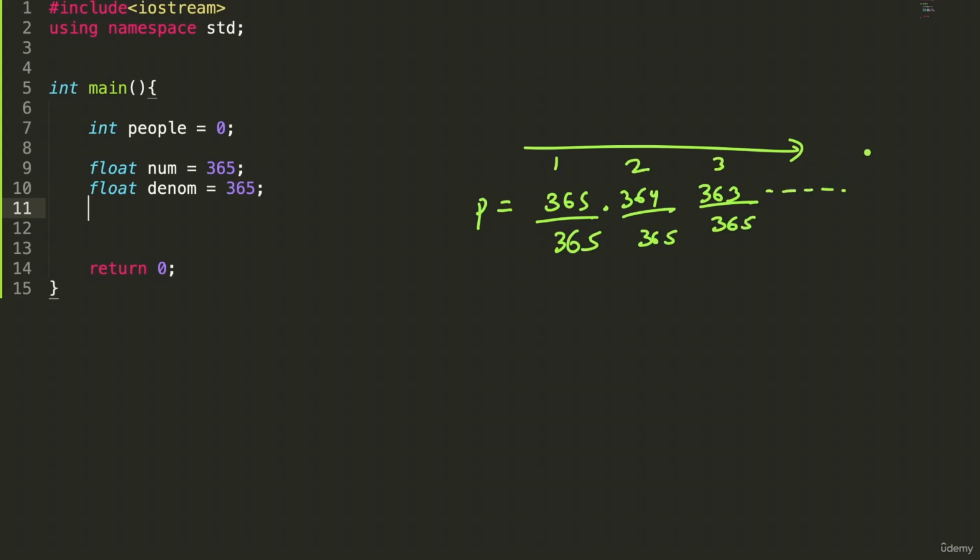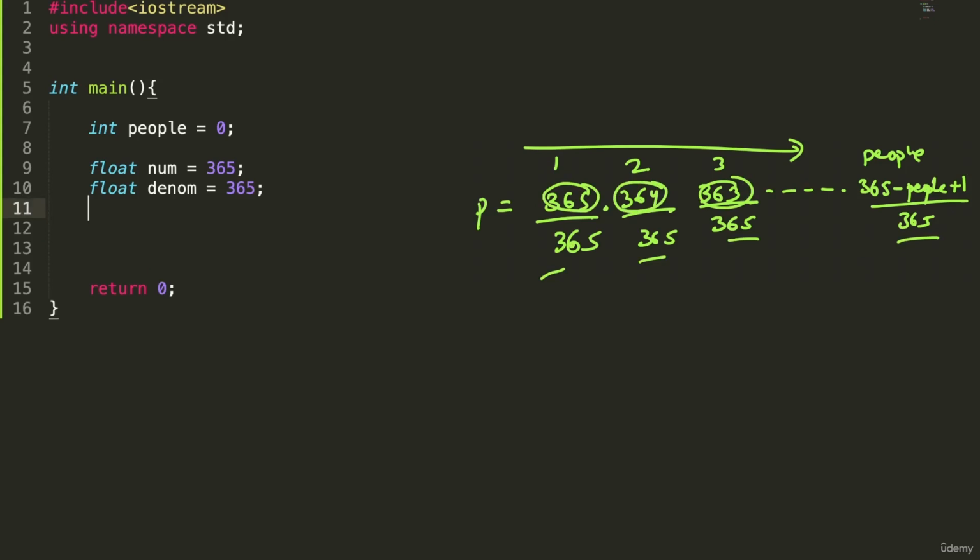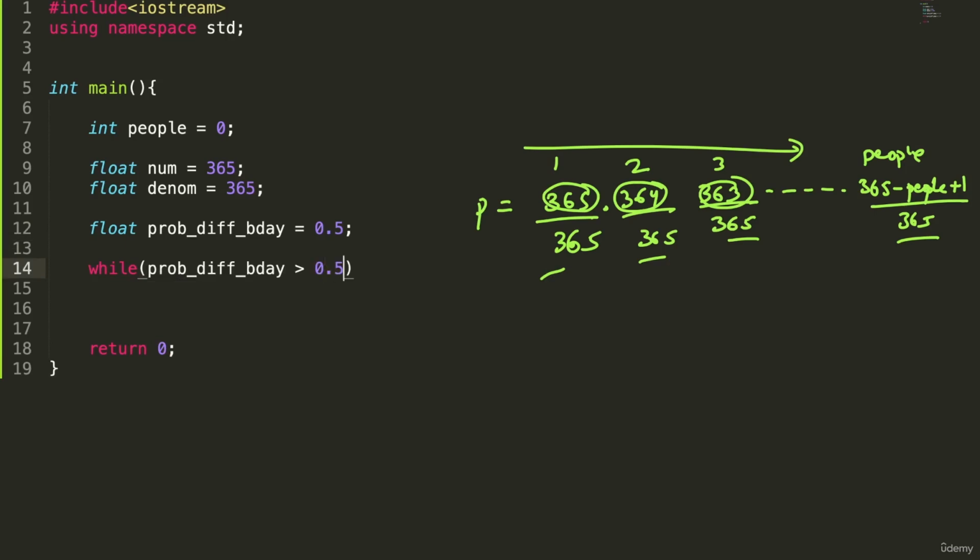So for some number of people, it would be 365 minus the number of people plus 1, upon 365, because this is the general pattern. The numerator is continuously decreasing, the denominator is the same. Let me also write the probability of having different birthdays. While the probability of having different birthdays is greater than 0.5, this is initially 1 because let's say there is one person in the hall.